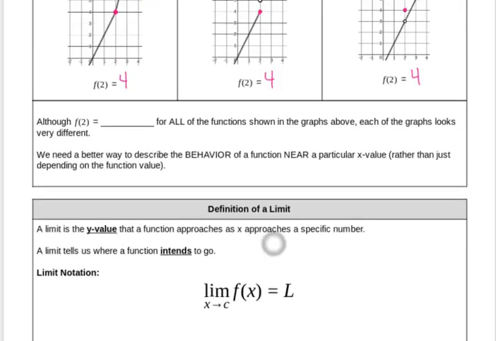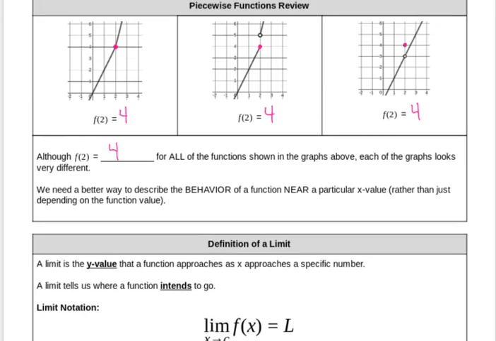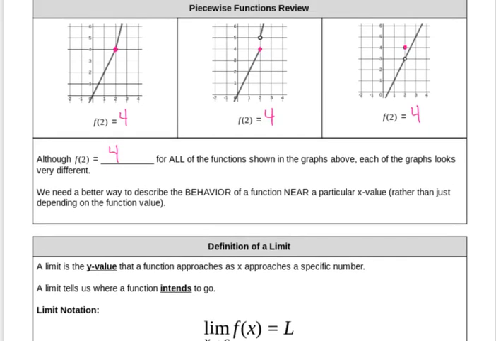So although f of 2 equals 4 for all of the functions shown in the graphs above, each of the graphs looks very different, right? It's 2 separate line segments connected, or it's 2 separate line segments that are broken, or it's one line with a hole that's been removed. So what we need then is a better way to describe the behavior of a function near the particular x value, rather than just depending on the function value.